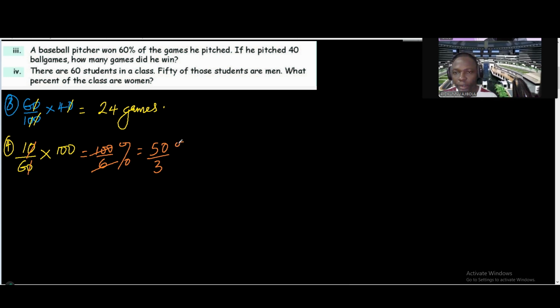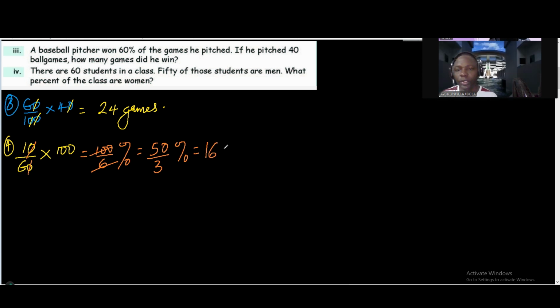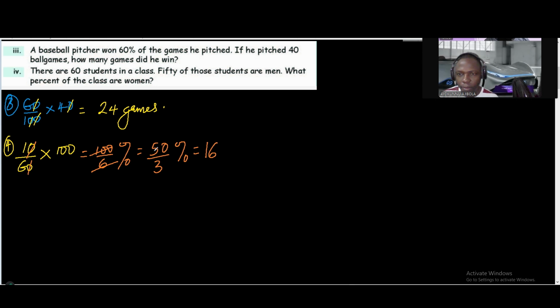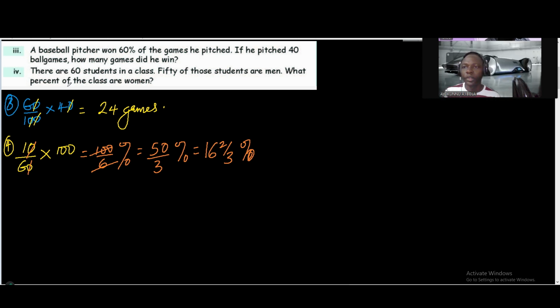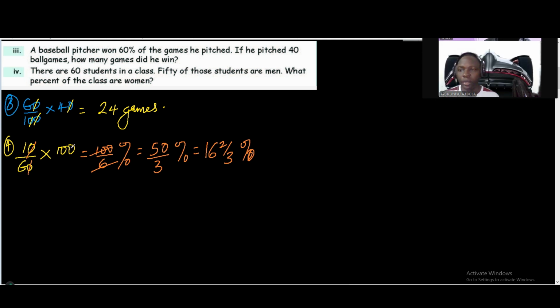Then if you divide this all the way down, how many times does 3 go here? That's 1. Remainder 2, 3 goes in 20? That's 6. Then 16 and 2 over 3%. But I'm trying to check this percentage stuff since we're dealing with people. There are 60 students, okay? 50 are men, and what percentage of the class are women? There are 10 women, so 10 out of 60, then times 100. Okay, that's it.